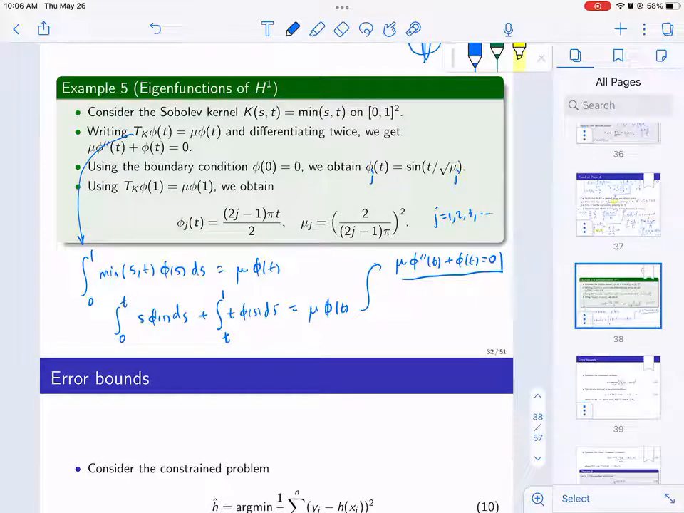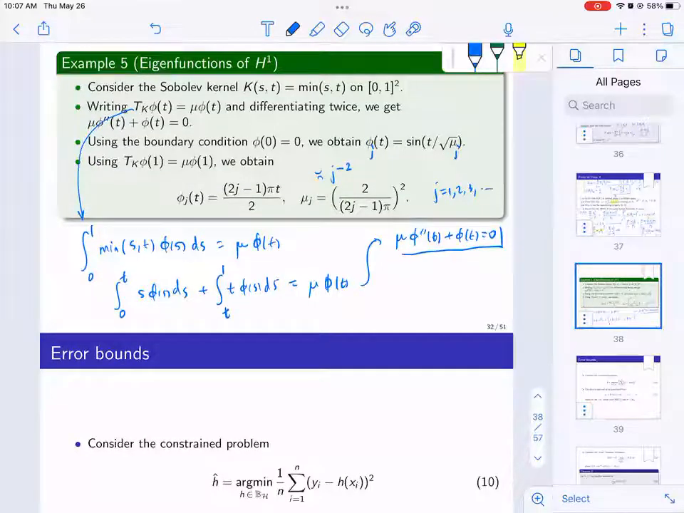And then this mu j, you can see it asymptotically scales like j to the negative 2. Okay, so it polynomially decays with order 2. It's not that fast. If you look at the Gaussian kernel, the eigenvalues decay exponentially fast, like e to the negative j or some constant times j. But this decays polynomially. Higher order Sobolev kernels decay faster. But here you have one derivative control. That's what you get. Questions?